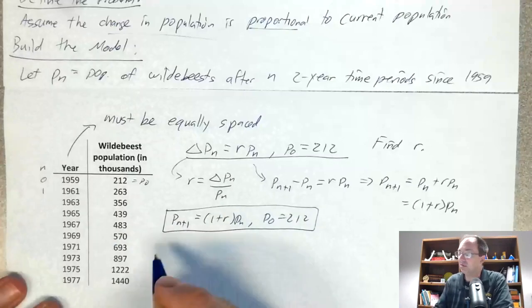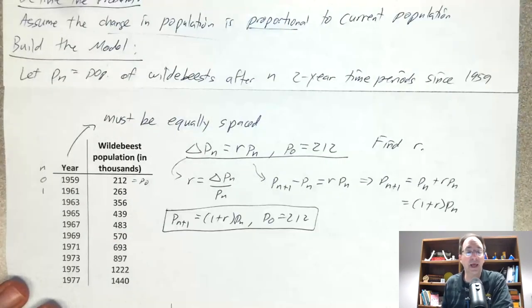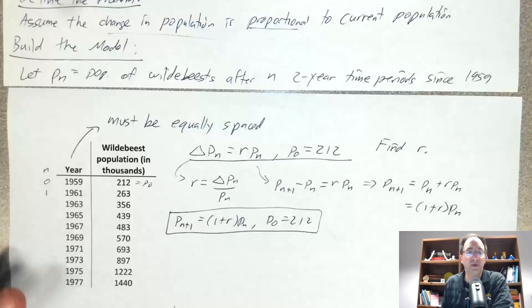To finish building the model, like I said, we'll need to find R, and then we'll need to analyze it. We'll save that for the next video, where we'll use a spreadsheet to help us with both of those things.